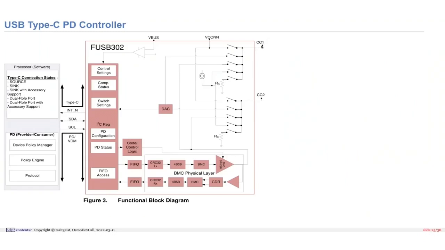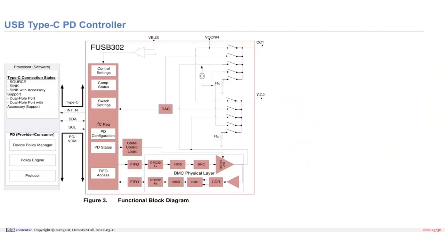So they are directly connected to CC1 and CC2. They're also connected to power. And here you have lots of switches, so you can do several things. For example, you can ask this chip, please connect it to RD, so pull down, so you can indicate that this is a device.